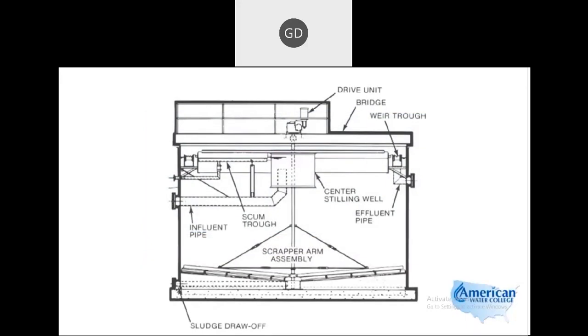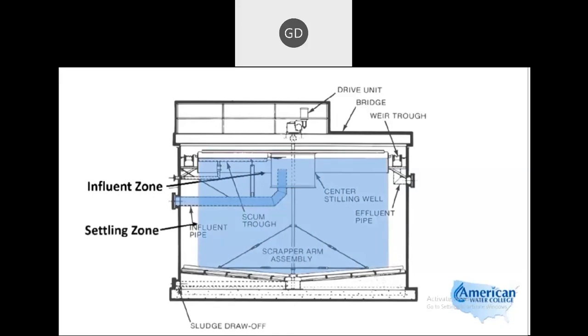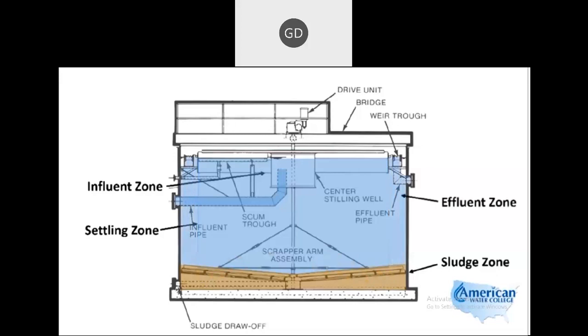Here we have pictured a round clarifier or a circular clarifier. The water comes in the influent into the center stilling well. This is the influent zone. The water then leaves the stilling well, and moves outward through the settling zone. As the settleable particles settle out, they enter the sludge zone down at the bottom of the clarifier, and the outer edges make up the effluent zone. On a circular clarifier, the effluent weir goes around the entire circumference of the clarifier, and that is the effluent zone.